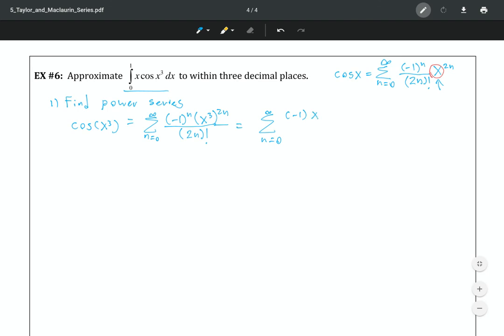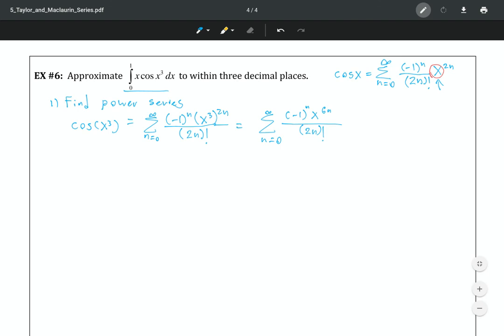I guess a lot of you asked me, when would this be useful? I guess if you're trying to approximate some integral, that's one way to use it. Again, notice that x cubed to the power of 2n is x to the 6n, right? So that's it for that.